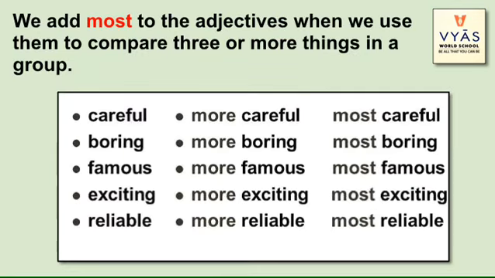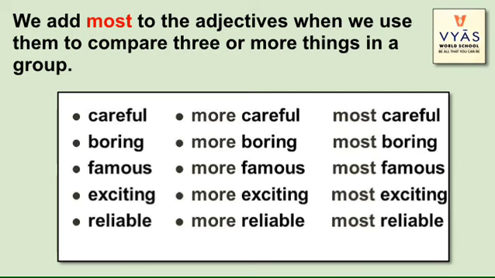Now children, the other rule. Now here again we are comparing 3 or more things, and now we have long adjectives again. So what are we going to do with this in this case? Let us study. We add most to the adjectives when we use them to compare 3 or more things in a group. Again, now we have long adjectives and we are comparing 3 or more things in a group. So in this case, we add most to those adjectives.